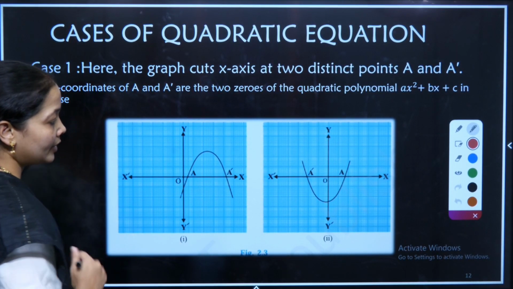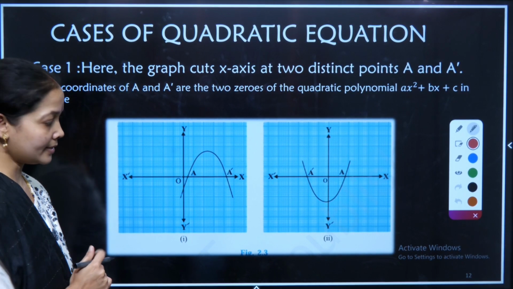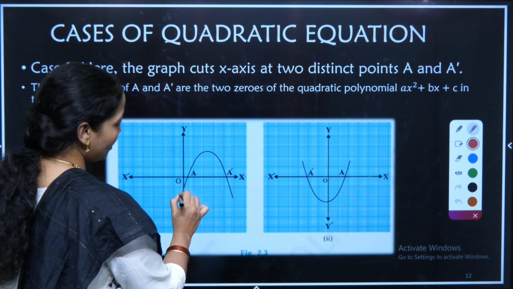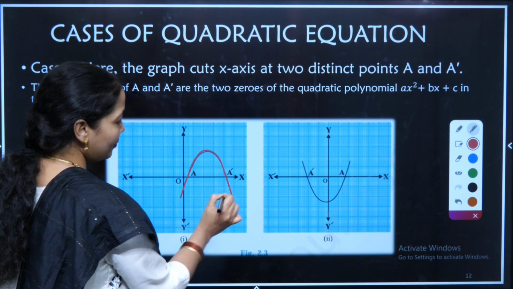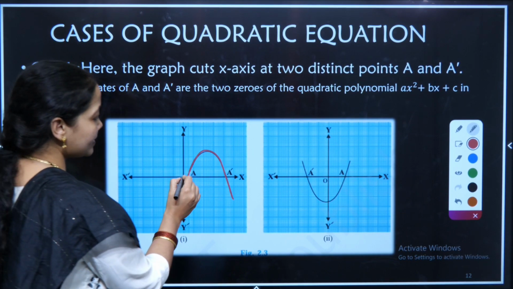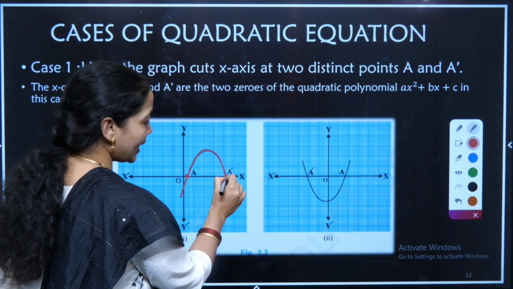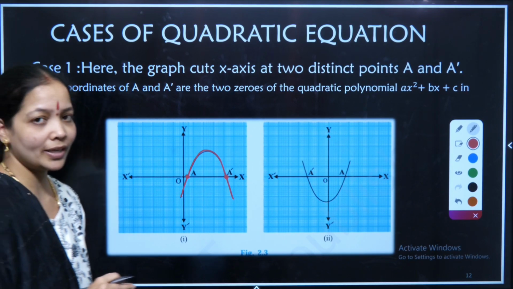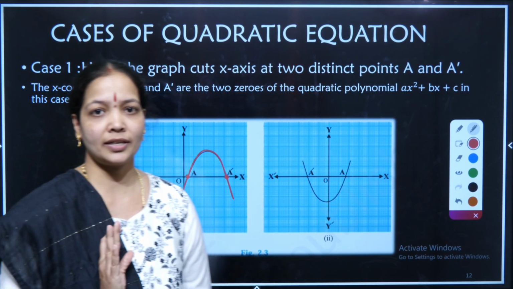In this graph, we can see that the parabola is already drawn. Yes, this is the parabola. I am redrawing the parabola here. This is the parabola of the graph. How many points is the parabola touching on the x-axis? It is touching the x-axis at two different points, this and this. So can we say it is a linear polynomial or a quadratic polynomial? Can we say it's a linear polynomial or a quadratic polynomial?